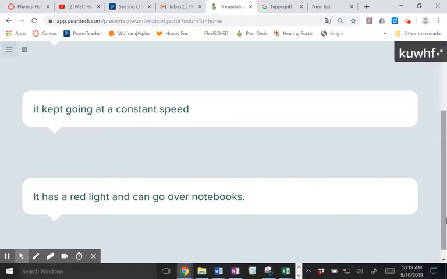Constant speed. Red light. Goes over notebooks. On that red light note, you kind of missed a couple. What else did you notice about it? Right, it's blue. So we want to know that as well.